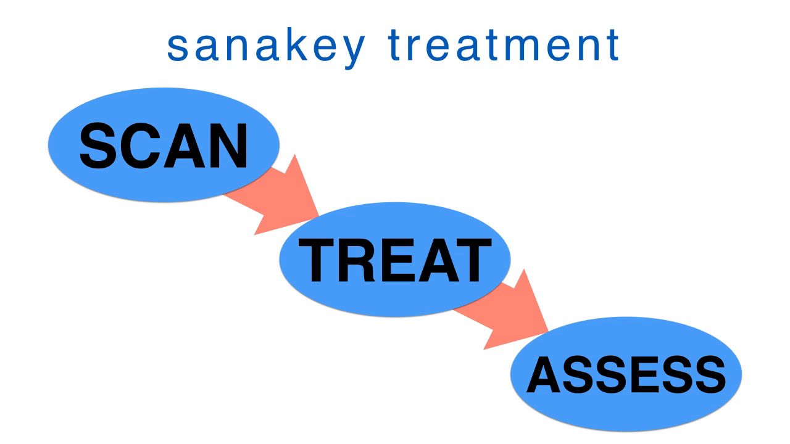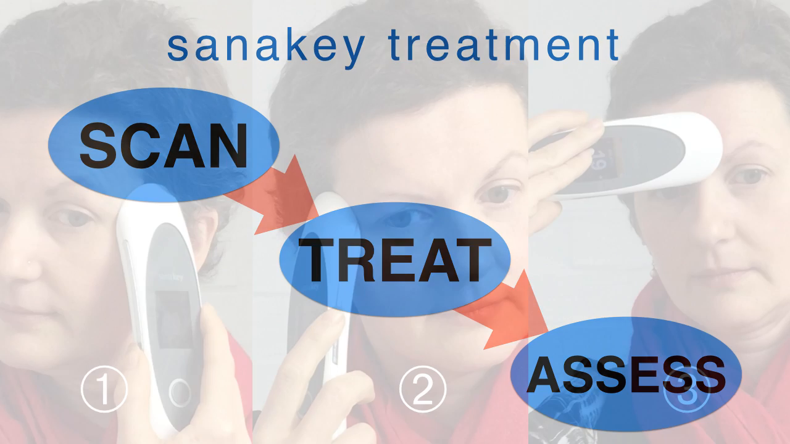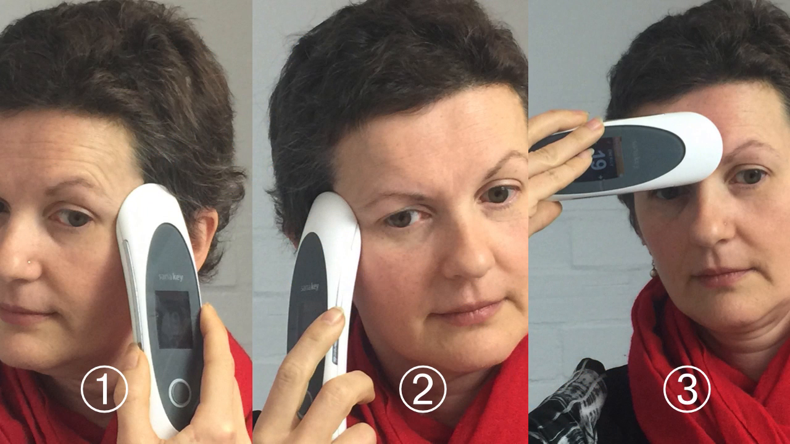So now let's have a look at the protocol for tension headaches. You're going to see 3 photos here: step 1, step 2, step 3. Step 1 and 2, as you can see, very simple on the temple. Step 3 is in case we don't get the change we want. So first of all, what you're going to do is adjust the energy to a gentle level. You can feel it should not hurt. The sanakey impulse should never hurt you.